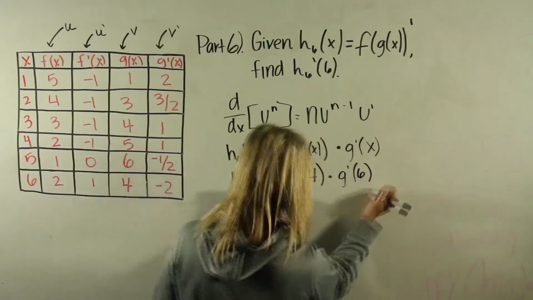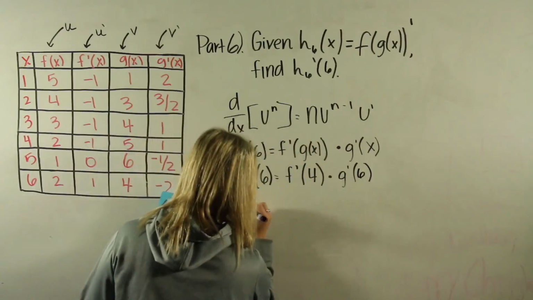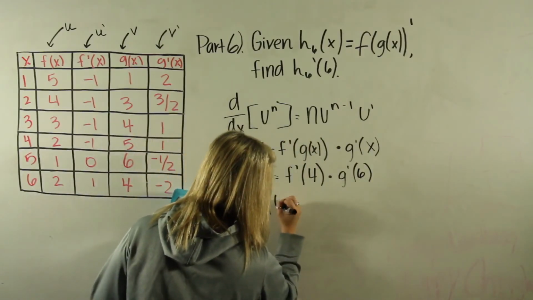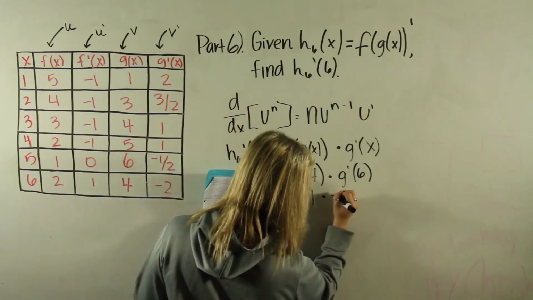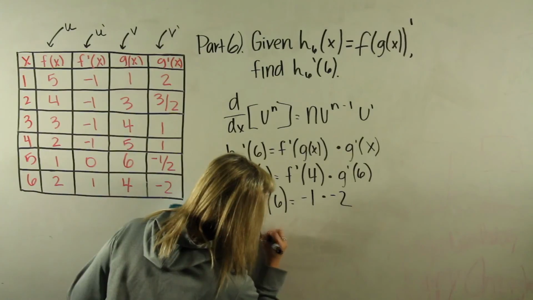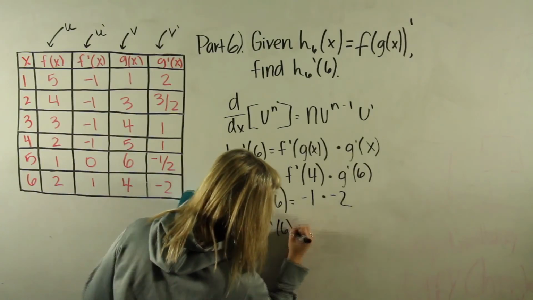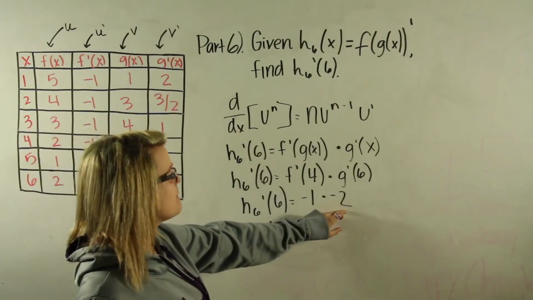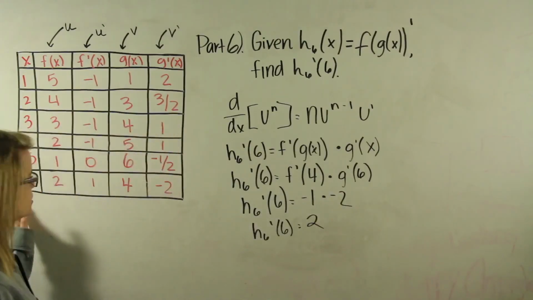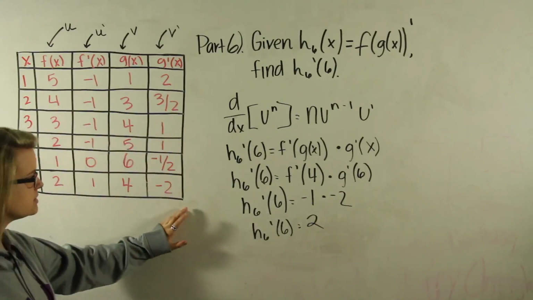And then h6 prime of 6 equals -1 times -2, and your answer comes out to be just regular 2. Okay, to get from this step to this step, when your x is 6, your g prime of x is -2.